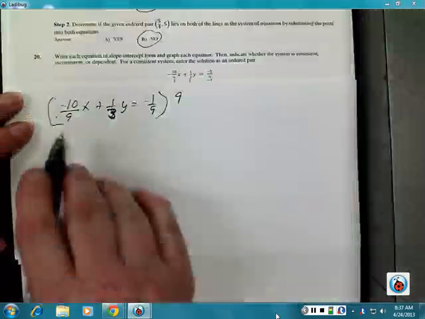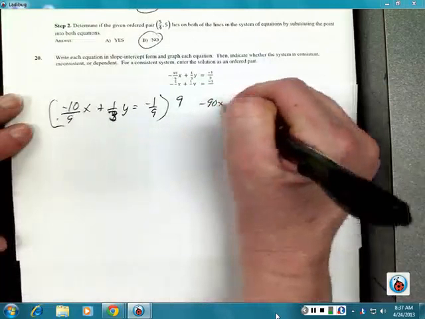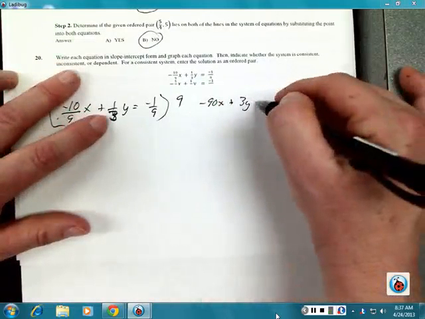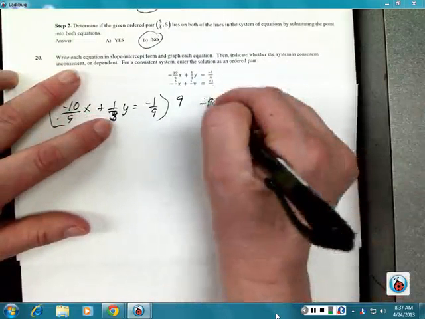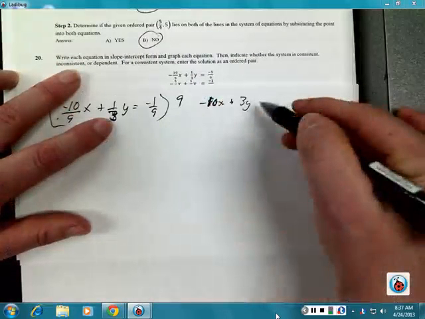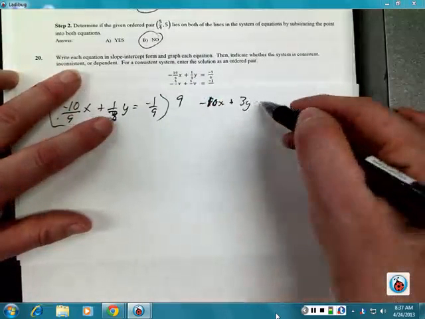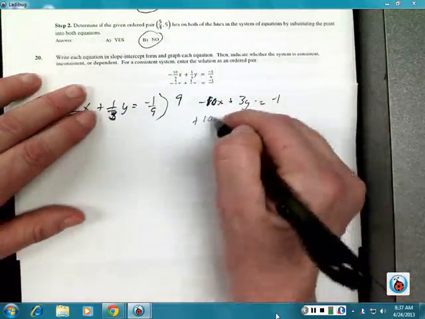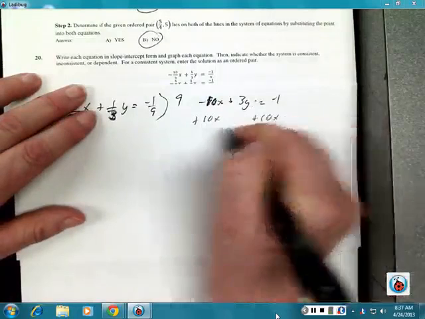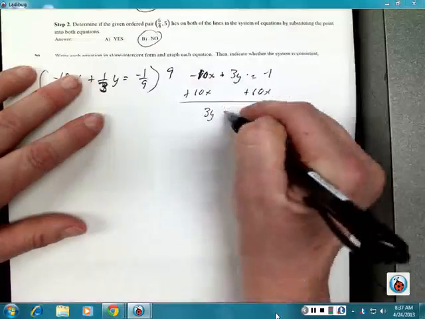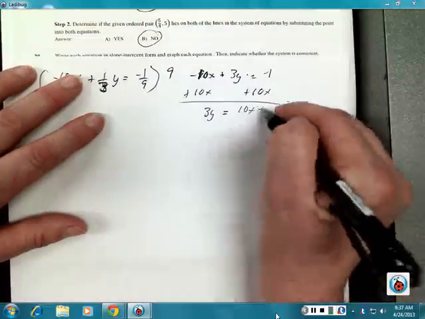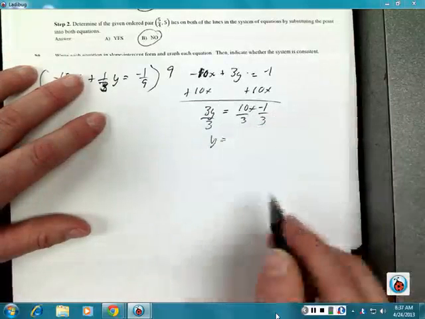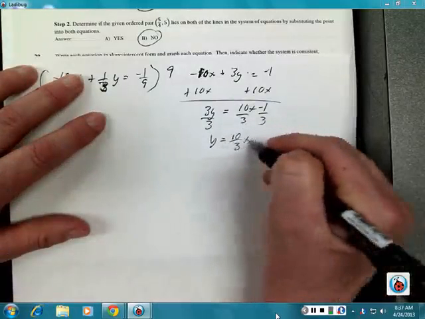So multiply everything by 9, I get a negative 90x plus 3y. No, I don't have that. I have a negative 10x. 3y is equal to a negative 1. Move my x over, so I'm going to add 10x. That leaves me with 3y is equal to 10x minus 1. Divide by 3. And I find y is 10/3 x minus 1/3.